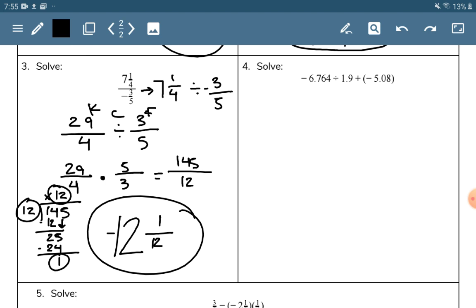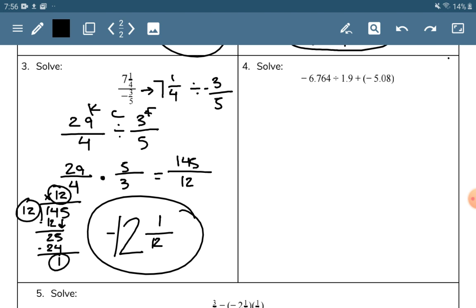With my other number here, I have negative 6.764 divided by 1.9, and then adding a negative 5.08. One thing that's really important about this is that I follow my order of operations, because there's more than one thing it's asking me to do here. It is asking me to do division and addition. Those are the two signs I'm focused on.